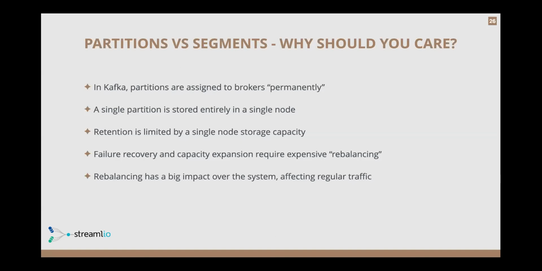And then the rebalancing has a big impact over the system and affects regular traffic because the data is quickly shuffling. Basically, all the topics are inaccessible for reading or writing during that time because you're basically copying 4 terabytes of data across 3 different systems, and you've lost track of it, so you have to stop the world to do so. You don't have to do that with Apache Pulsar.